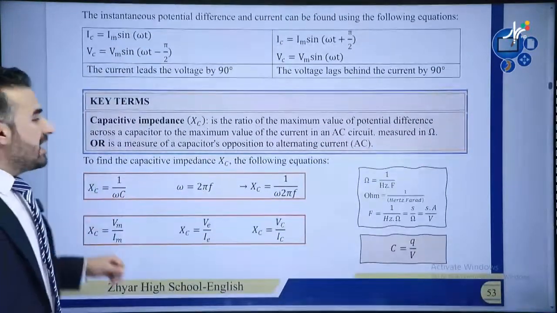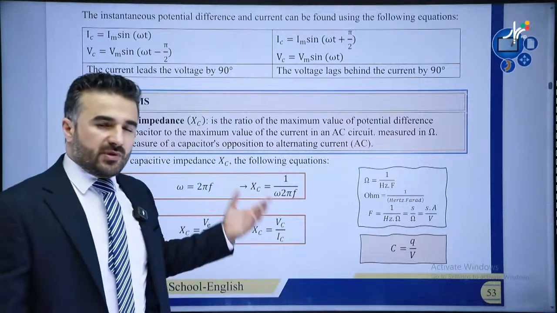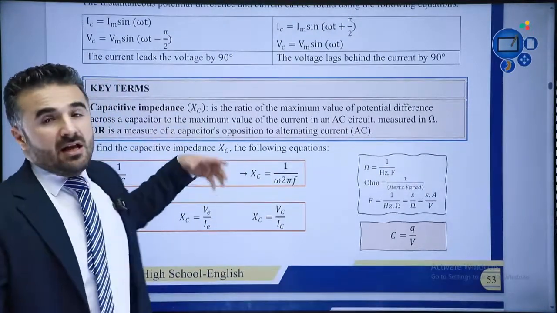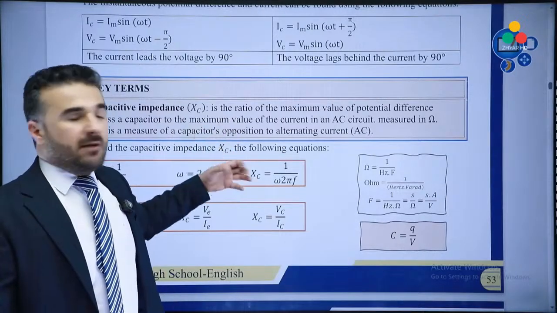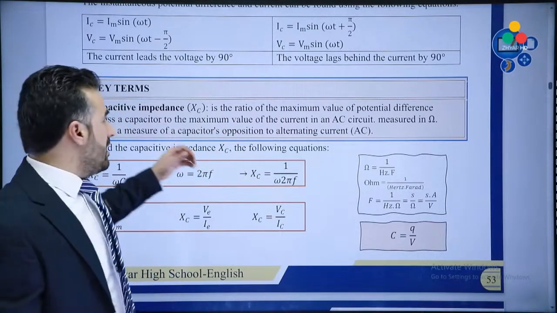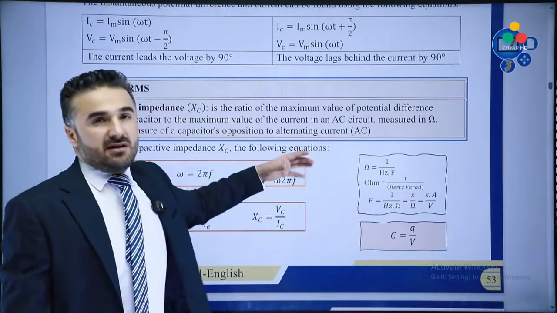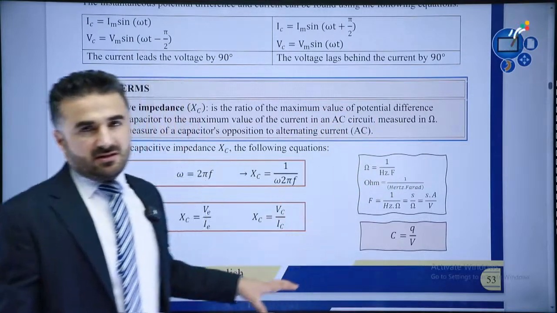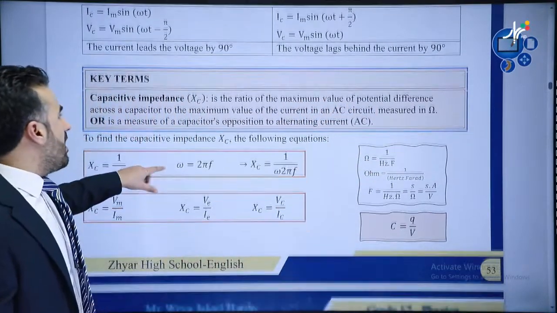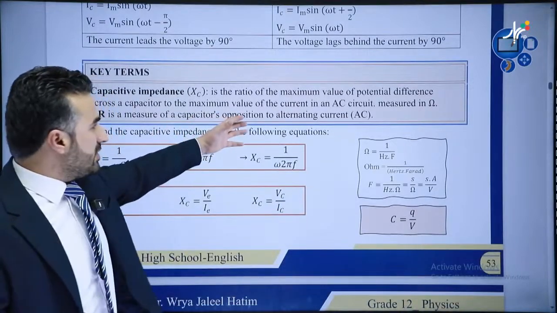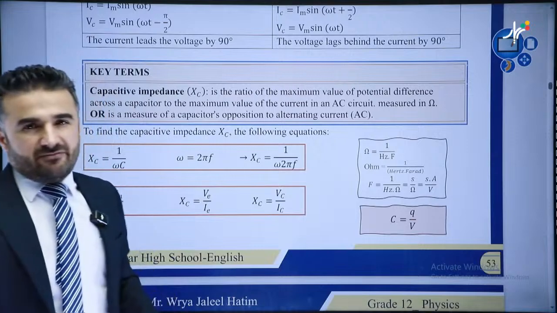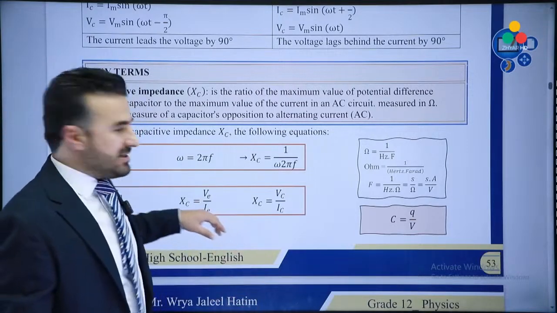And of course, we had capacitive impedance, just like, for example, the resistance, and inductive impedance here. We have capacitive impedance, the resistance that is provided by the capacitor, and it's called capacitive impedance. We said it is the ratio of maximum voltage to the maximum current. That is one way to say. If not, we can say it is the capacitor's opposition to the alternating current. That is another way to define XC, or capacitive impedance.